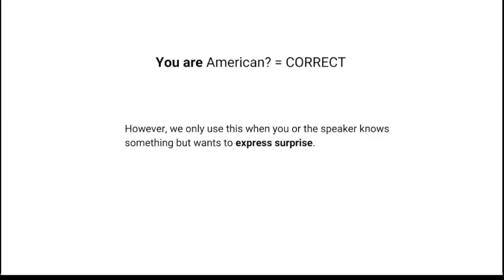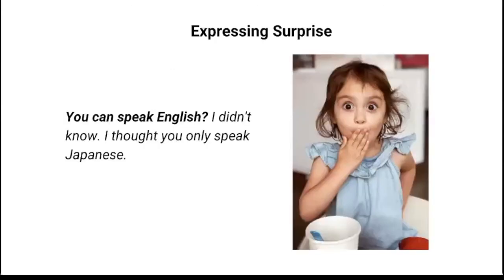So let me give you an example here. So let's look at the example. It says, you can speak English. All right, so that's a question, but we did not change the order of the subject and verb. We didn't say, can you speak English? Okay. So the reason why is because we're expressing surprise, or something that we thought we knew about this person. So we can say something like, you can speak English? I didn't know. I thought you only speak Japanese.